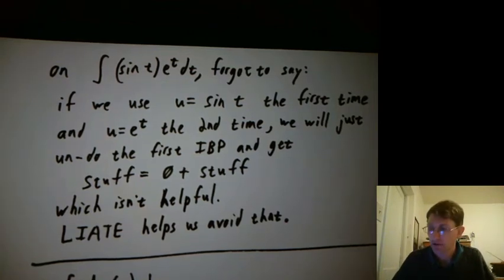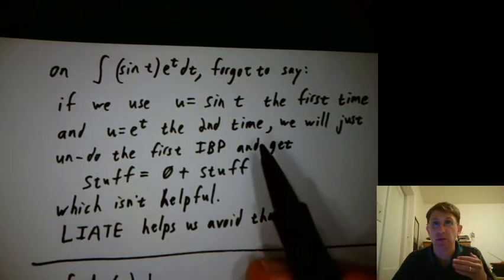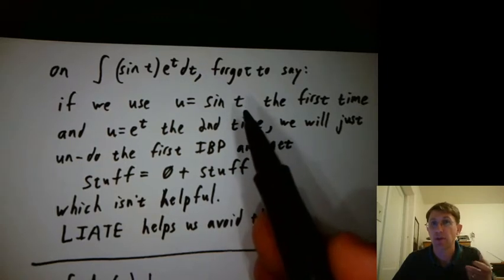I forgot to say on the previous video, it worked out well. That's because we used u equals sine t the first time and u equals cosine t the second time. We stuck with trig both times.